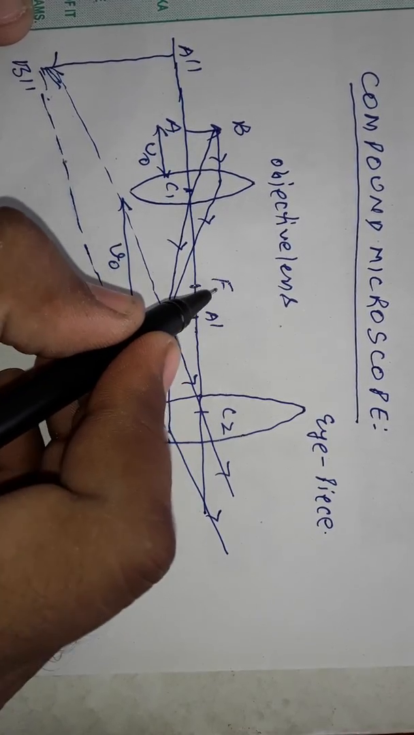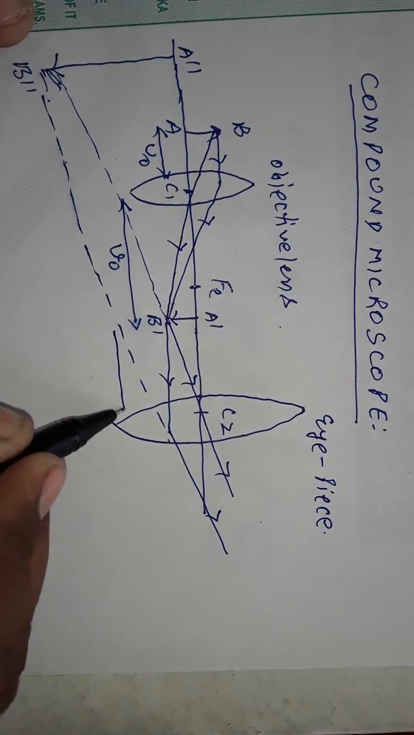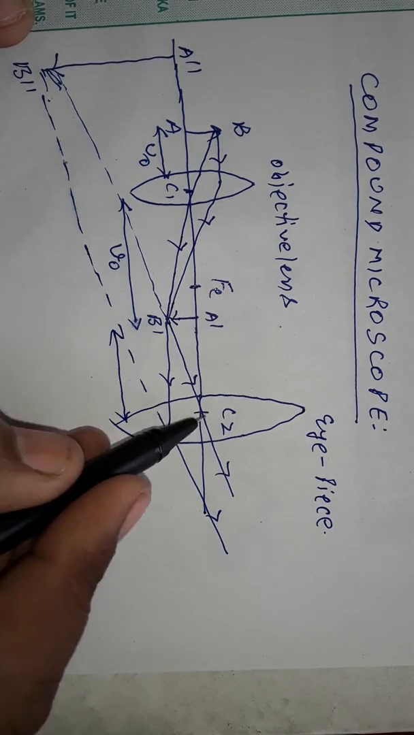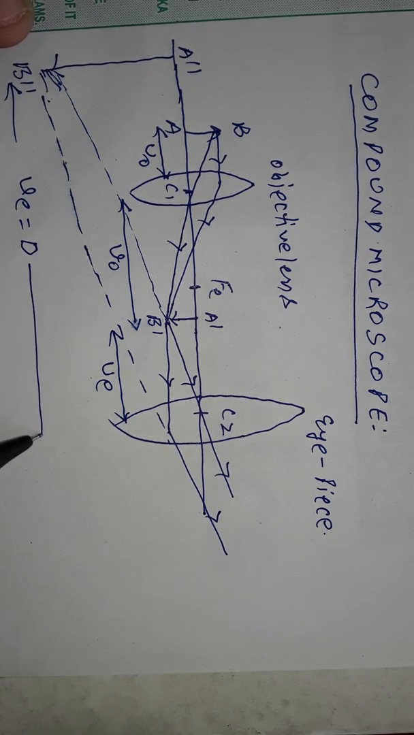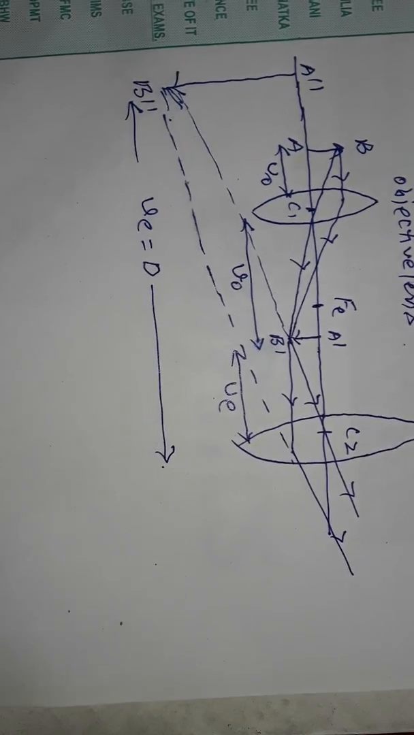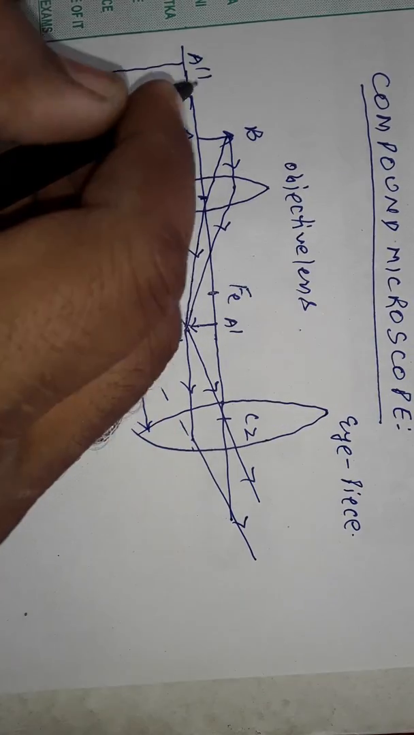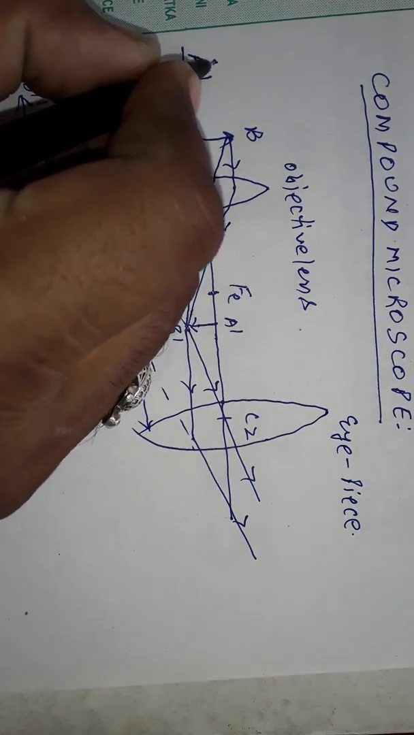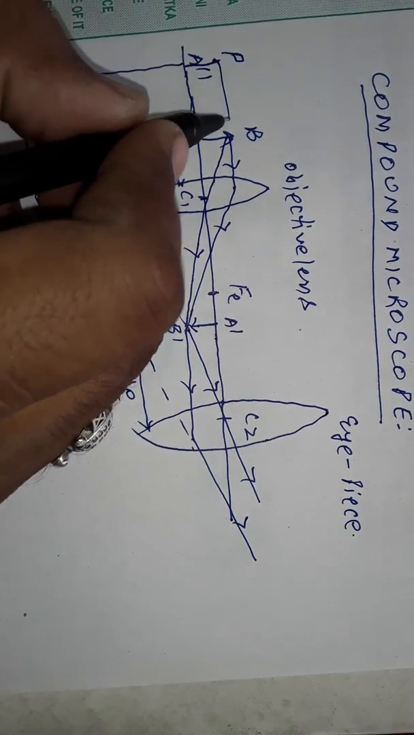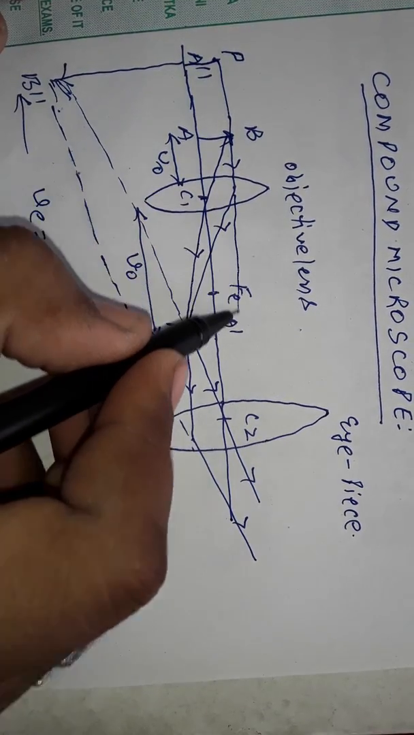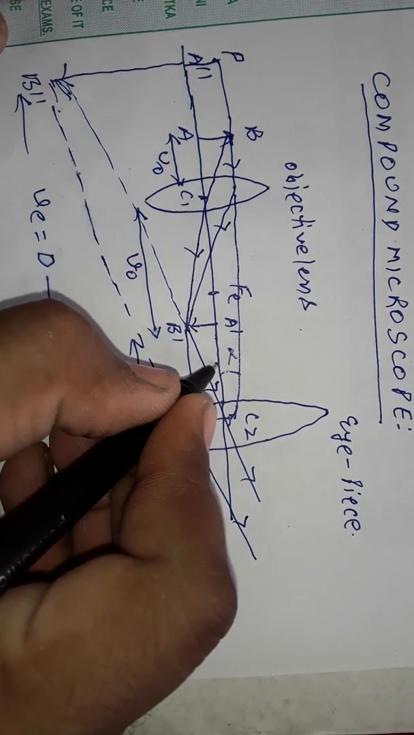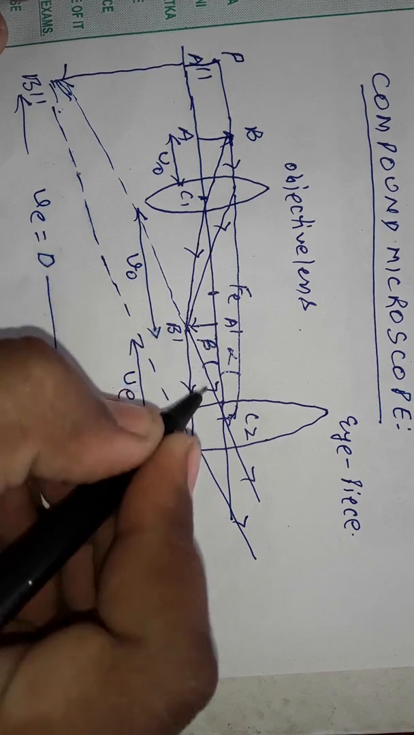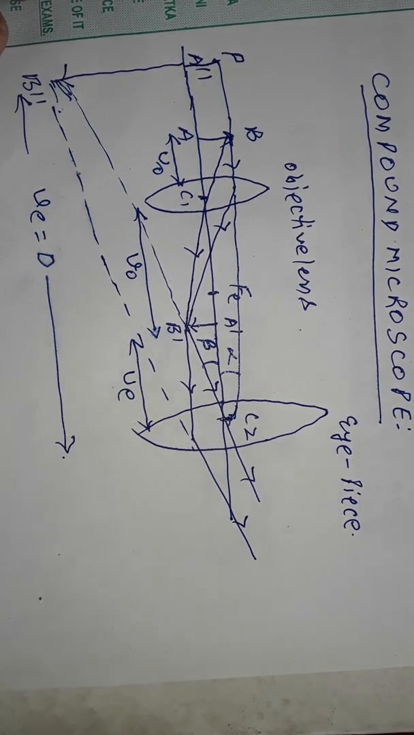This is focus of the eyepiece lens. Distance of the object for the eyepiece, this is UE. Image VE, this is equal to least distance of distinct vision. Now we can say this is point P. It makes an angle alpha at the point C2. This final image A double dash B double dash makes angle beta with the point C2.